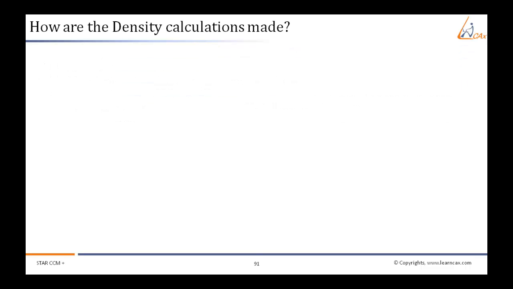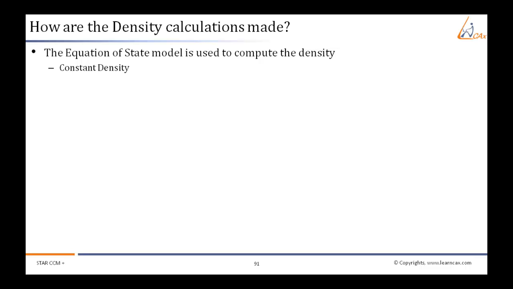We know that there is a density term in the Navier-Stokes equations. How is that modeled? The equation of state model is used to compute the density and the density derivatives with respect to temperature and pressure. There are various methods for this.